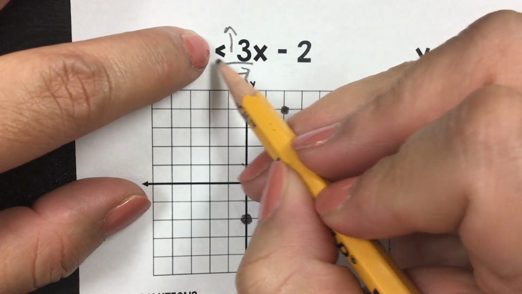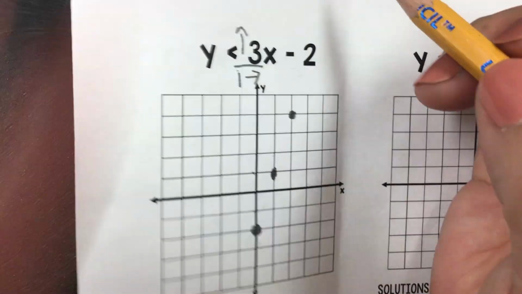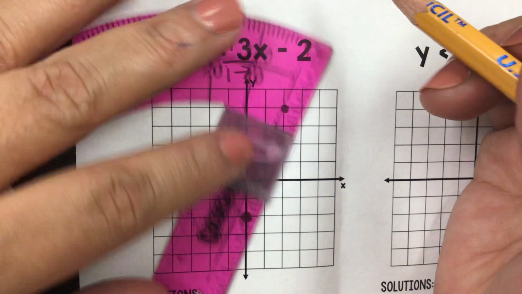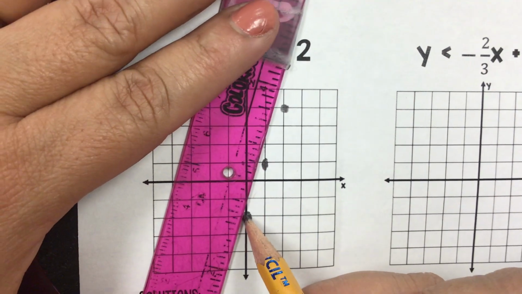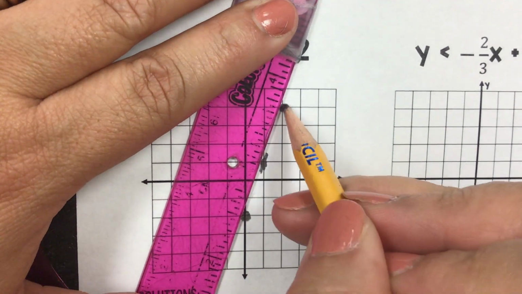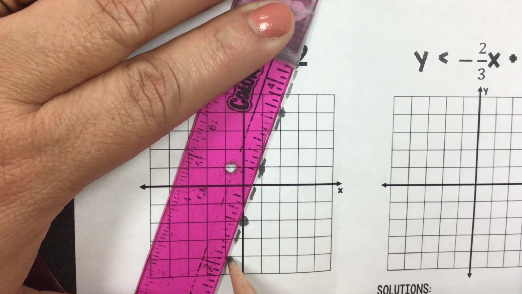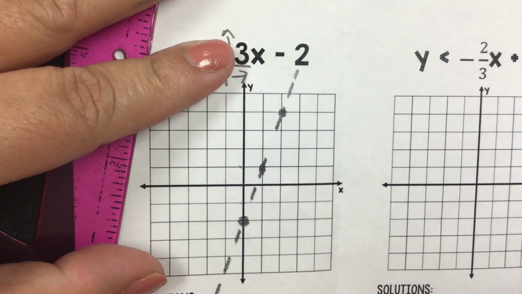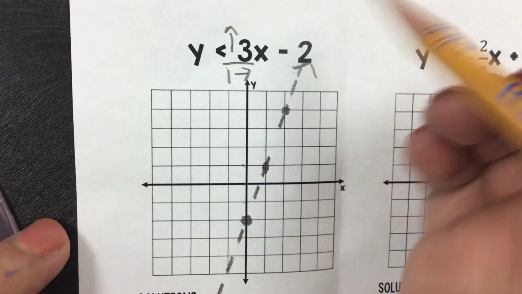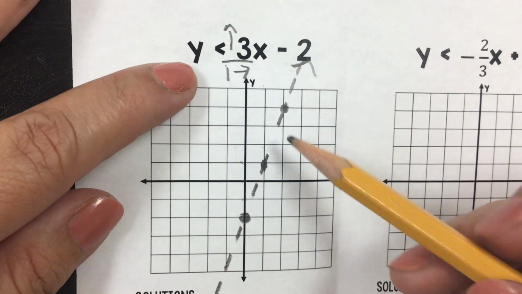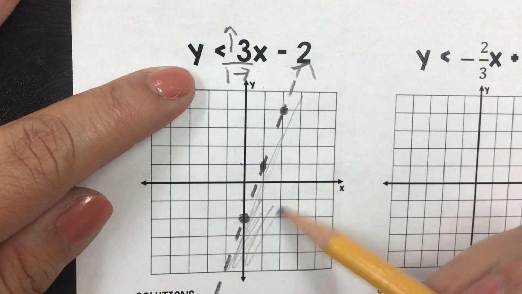Because there is no equal sign underneath, this will be a dashed line. Make sure that you graph outside of the coordinates just so I can tell that you meant to draw a dashed line. Because it's less than, we have this shaded region right here.